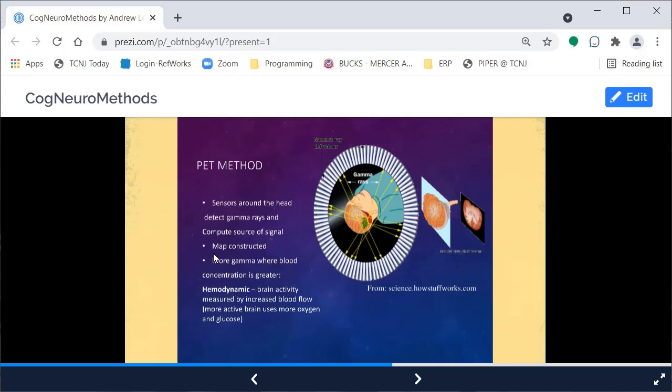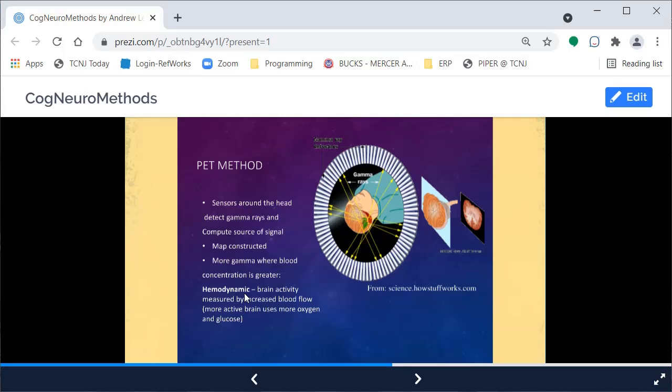So based on that, it creates a map of brain tissue, and essentially you'll have more gamma where there's heavier concentrations of blood, heavier concentrations of label, and so we can measure not only structure but the activity of the brain based on what's called a hemodynamic principle, right? So your neurons, when they're active, they use oxygen and glucose. Well, you need more oxygen and glucose if they're more active. So areas that are more active are going to get more blood flow.